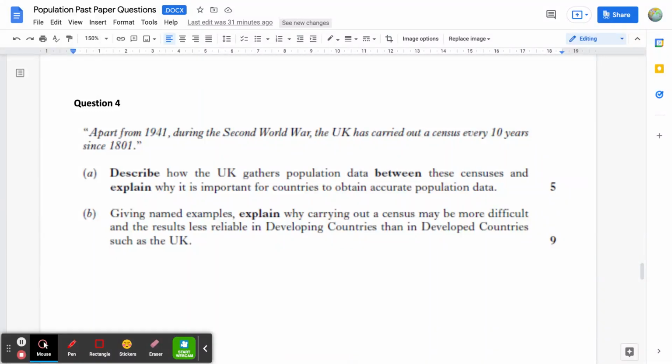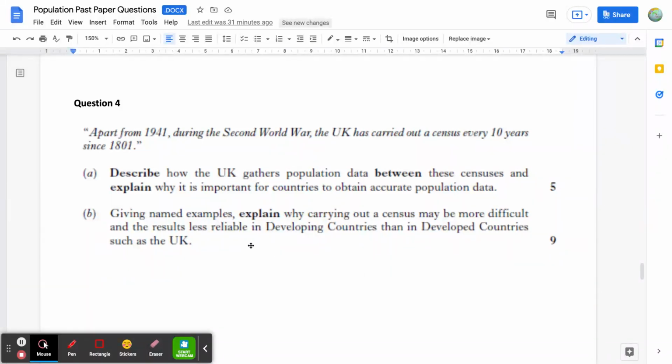This is my second part of a tutorial. In my previous tutorial, part one, I looked at how we gather data between census and why we go ahead and gather data. And you might choose to watch that if you haven't done so already in order to enable you to answer this question here.